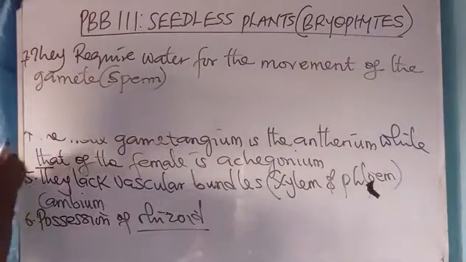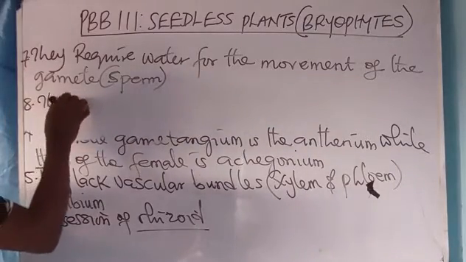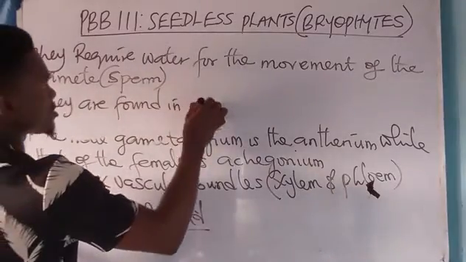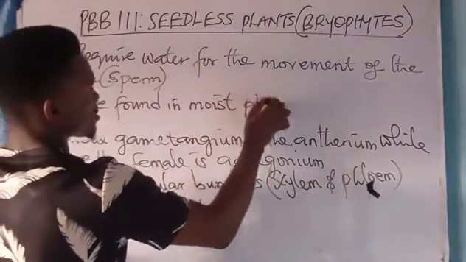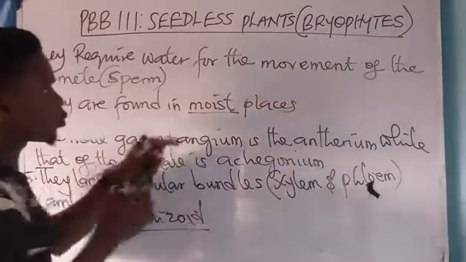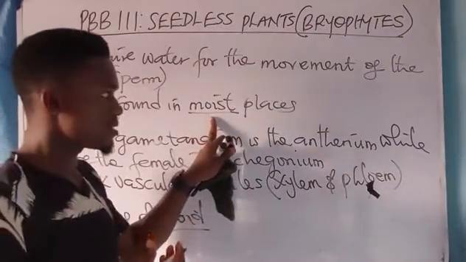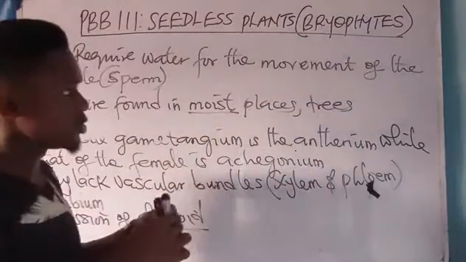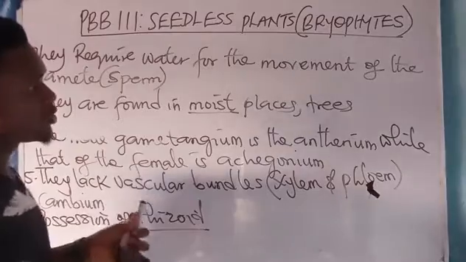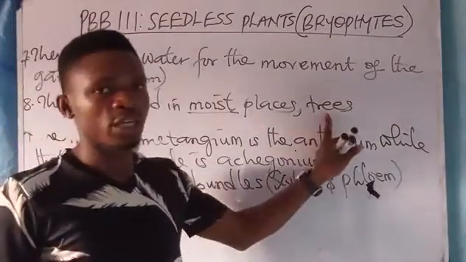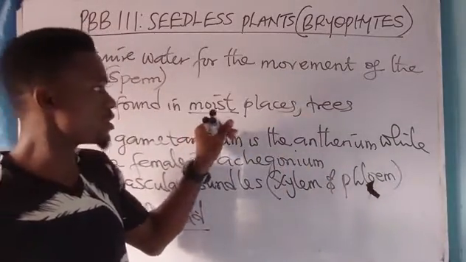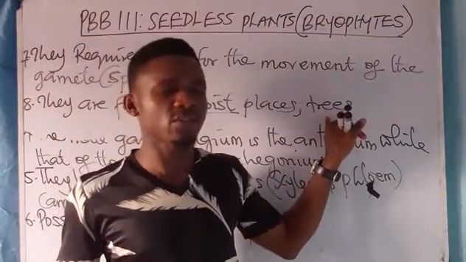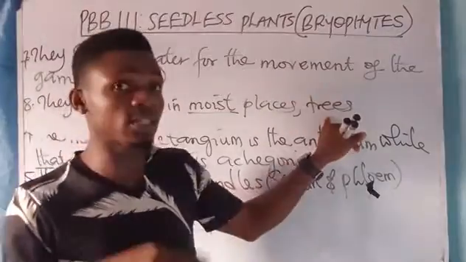Okay. Now number 8, they are found in moist places. You can see that they are found in wet or moist places, and some are even found in trees. So please take note that a good example is the hornwort. The hornworts are found in moist places and trees. Hornworts are actually called Anthocerophyta or Anthocerophytes or Anthoceros.